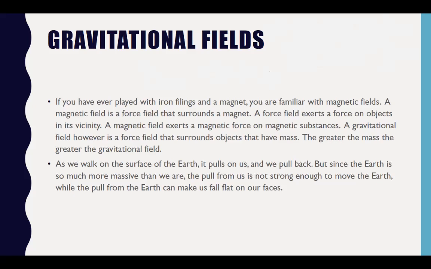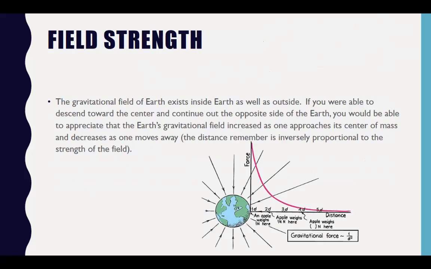You've already kind of seen it in our demonstration there, but essentially the gravitational field of Earth exists inside the Earth as well as outside of it. If you were able to descend towards the center and continue out the opposite side of the Earth, you'd be able to appreciate that the Earth's gravitational field increases as you approach the center of mass. Now, this is true for all objects, and so this is one of the reasons that we teach you about the center of mass and use this as the acting point for forces when we do our free body diagrams. The distance is inversely proportional to field strength. That's that inverse square law, and you can see it demonstrated in the graphic here on the slide.